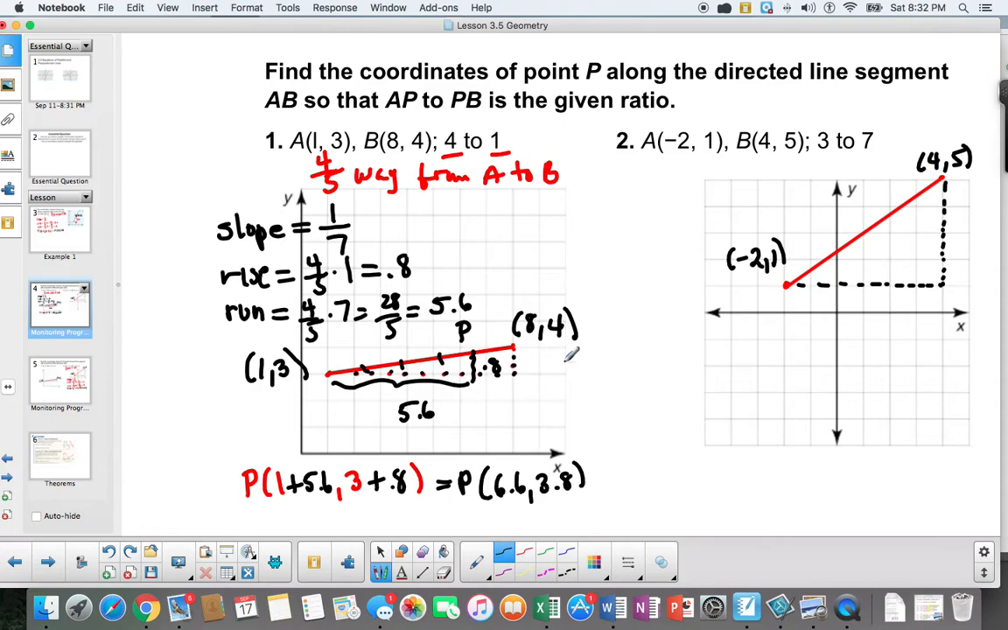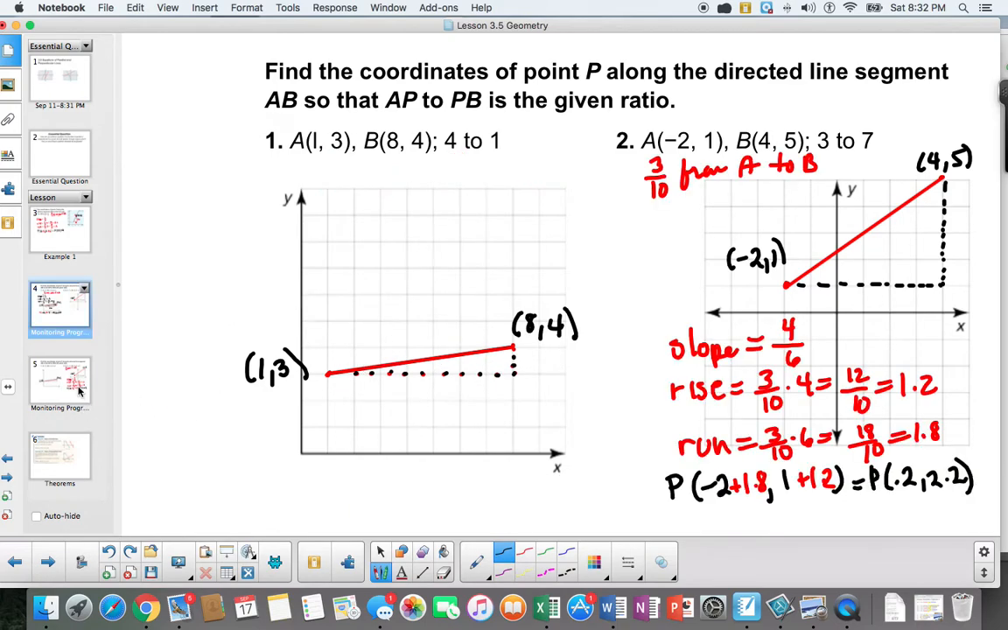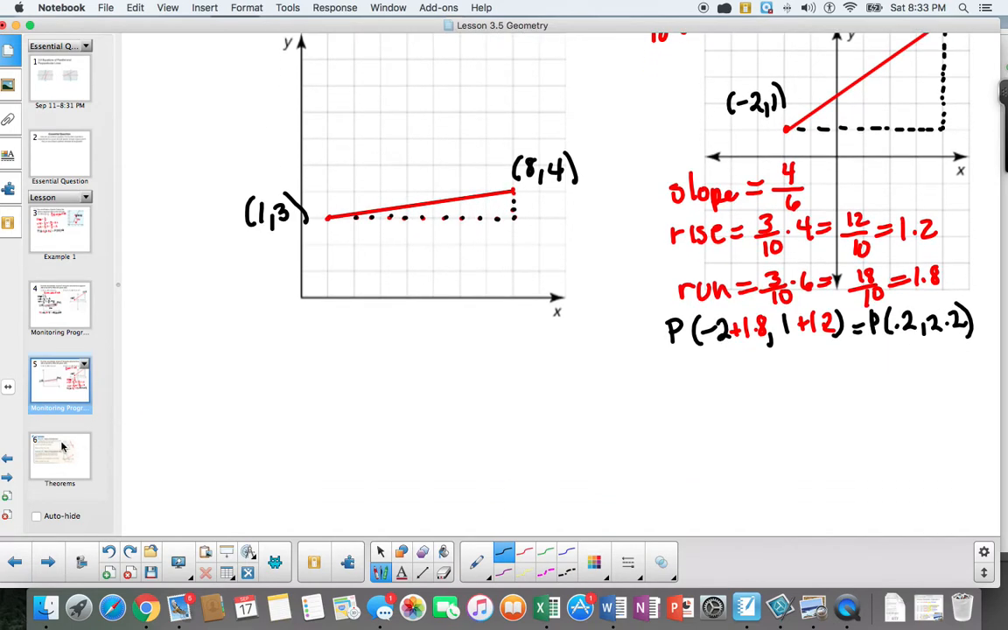All right, stop the screencast right now and see if you can do number 2 on your own, keeping in mind the strategies I just gave you. Okay, and here is the answer. 3 to 7 means you want to go 3/10 of the way from A to B. You take a look at your slope: the rise is 4, the run is -6. You want 3/10 of your rise and 3/10 of your run, and those are the numbers you're going to add to point A's coordinates to get to that location.